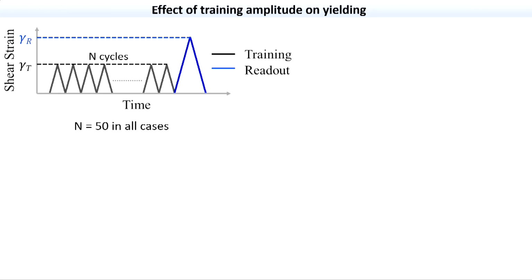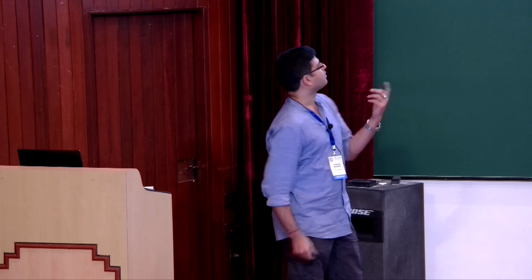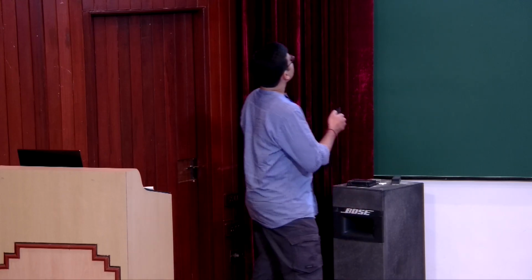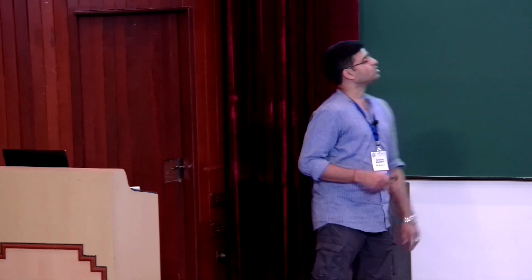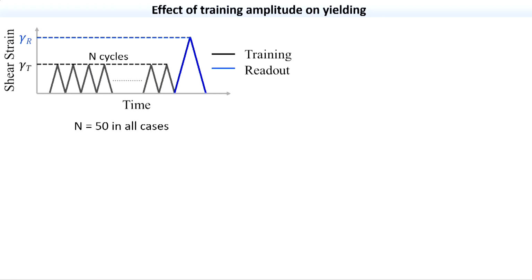So you make this colloidal glass. Now, what is the experimental protocol? The protocol is simple. We call this the training and readout protocol. We load the sample in a rheometer between two plates, separated by a gap of around 600 micron. Then we apply triangular pulses, or we can apply sinusoidal pulses, of a fixed amplitude, gamma T. This is the training amplitude, and we precondition the system for typically 50 cycles in all cases.